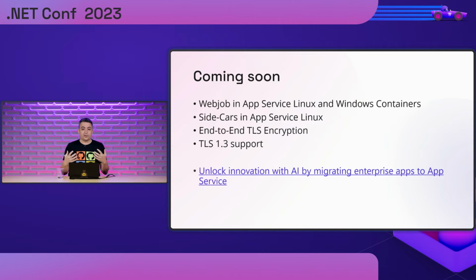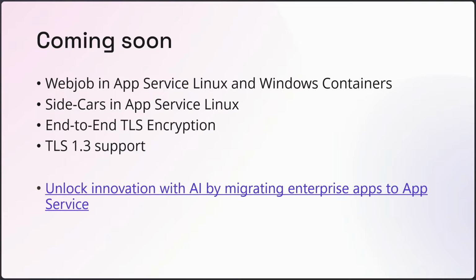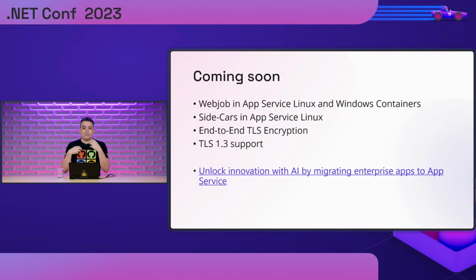And then some other stuff that is coming soon is we've had support for web jobs on Windows App Service forever. And now we're bringing that both to App Service Linux as well as Windows containers. So if you're not familiar with web jobs, it allows you to have an executable that is not triggered by an HTTP request. So a traditional web app, the web app is only doing something if there's an active request coming into the app. So with web jobs, you can do background processing stuff.